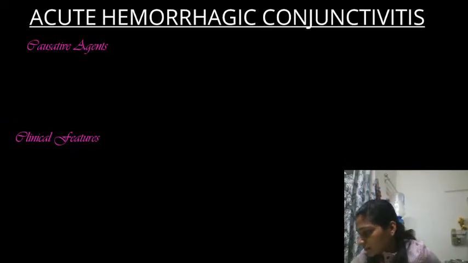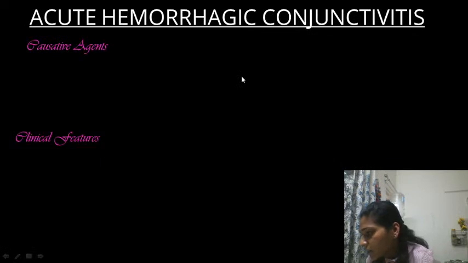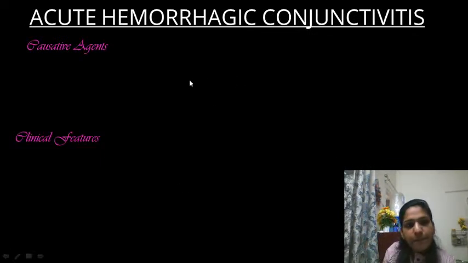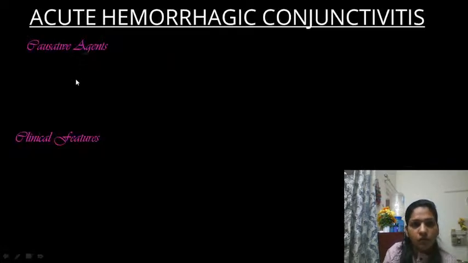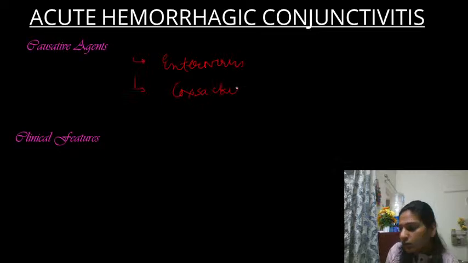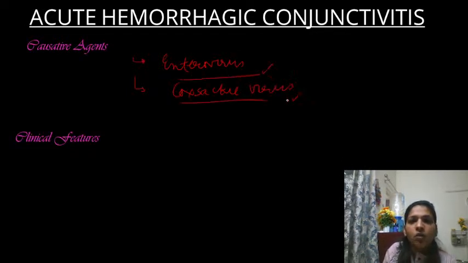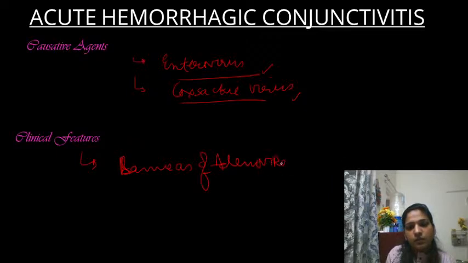Okay, now acute hemorrhagic conjunctivitis. Yes, Krish, you are right. They bleed on peeling. Now, can anyone tell me the causes of acute hemorrhagic conjunctivitis? These are enterovirus and Coxsackie virus. Yes, Krish, Coxsackie and enterovirus. And for the clinical features, they are more or less the same as those of adenoviral conjunctivitis.